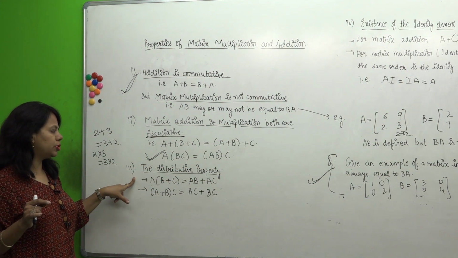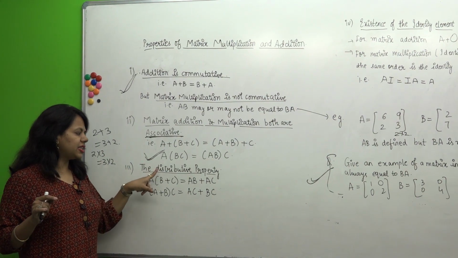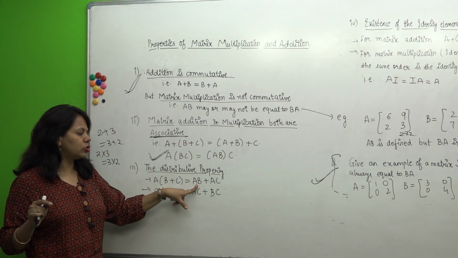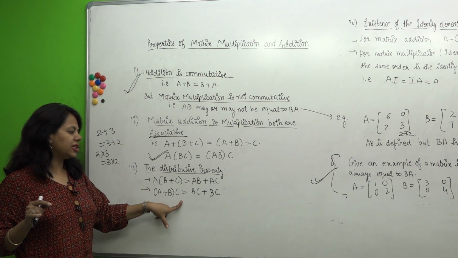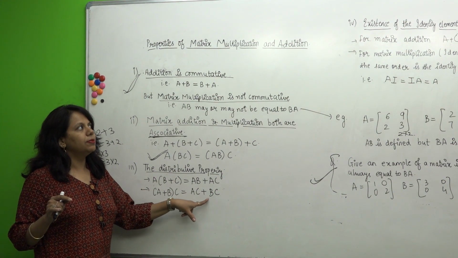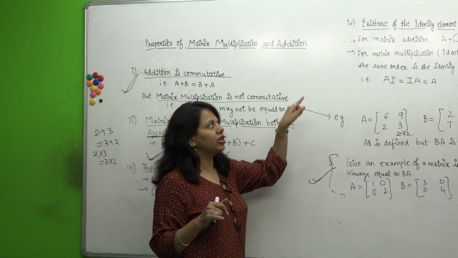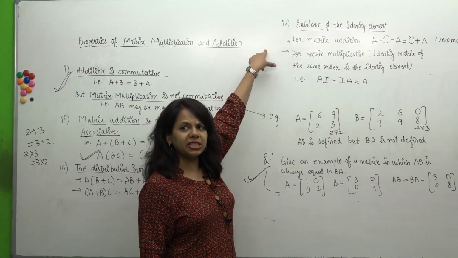Then we have the distributive property, that is A times of B plus C is equal to AB plus AC, and A plus B of C is equal to AC plus BC. Now we have the existence of the identity element.